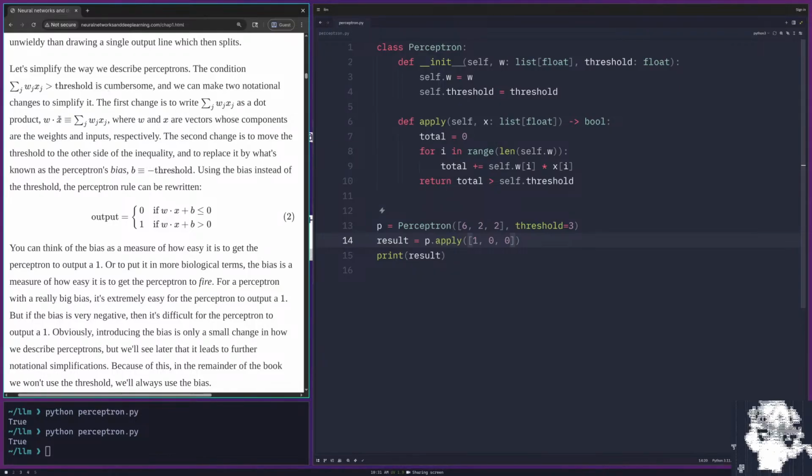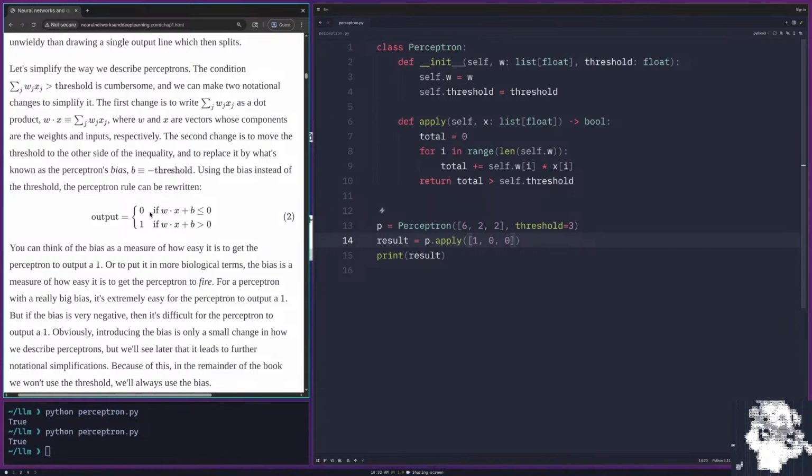W dot x is defined as being equal to the sum over j of wj times xj, where w and x are vectors whose components are the weights and inputs respectively. The second change is to move the threshold to the other side of the inequality and to replace it by what's known as the perceptron's bias, b, defined as being equal to negative threshold. Using the bias instead of the threshold, the perceptron rule can be rewritten.